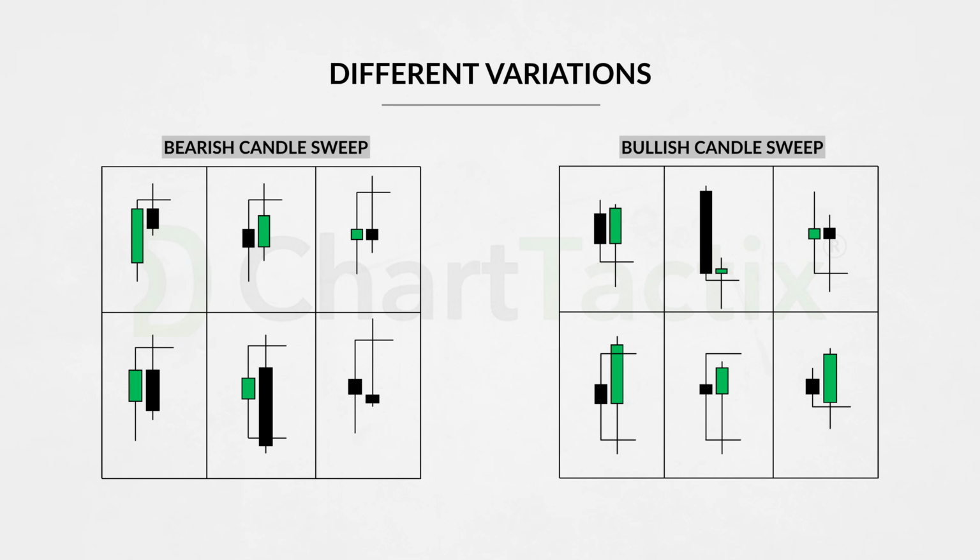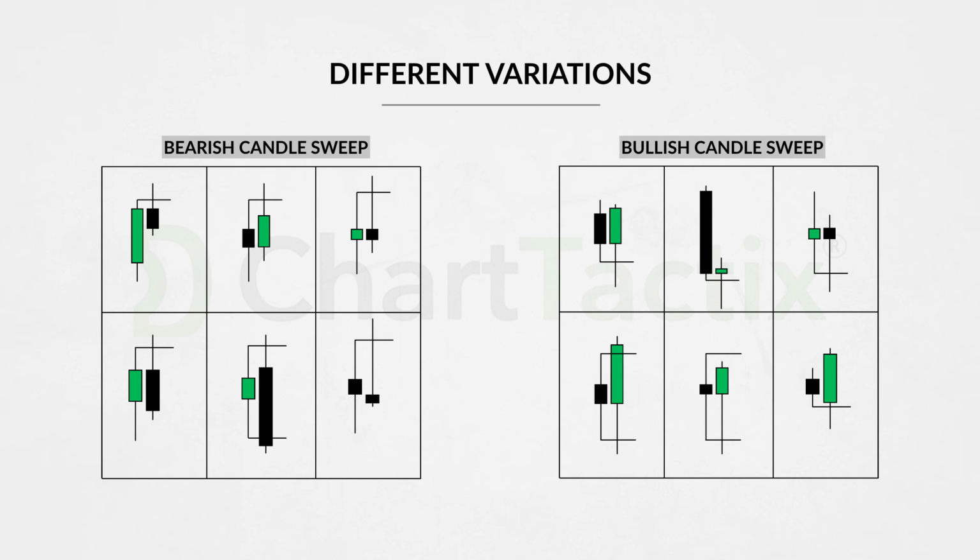Now, if you look closely, you'll notice that they don't always look exactly the same. Sometimes the wick is stronger. Sometimes the body is smaller. Sometimes price pushes further before rejecting. But the key thing you should always focus on is this: the failure to close beyond the level. That is what defines the sweep. Not how it looks, but what it does. So don't get too caught up trying to memorize shapes. Focus on understanding the behavior behind the candle.